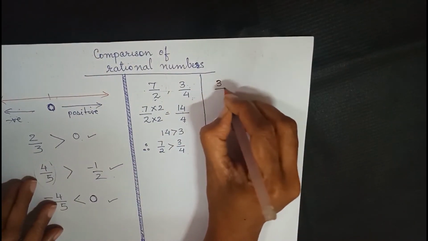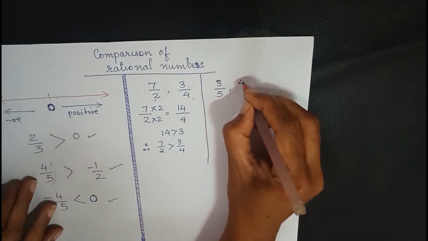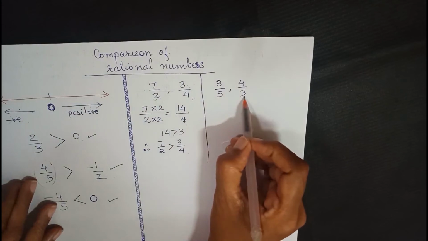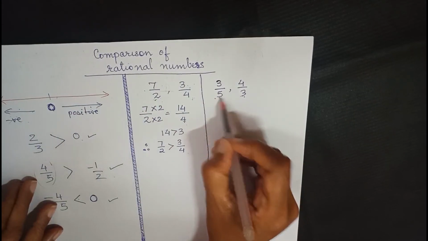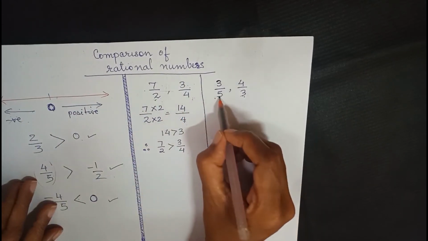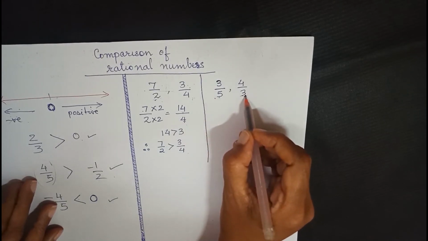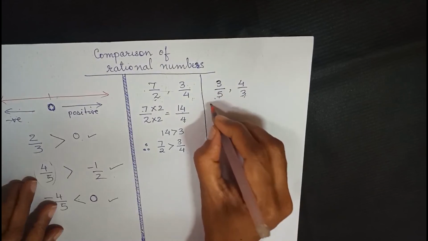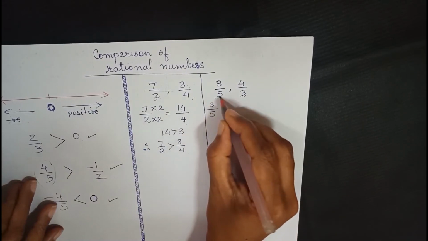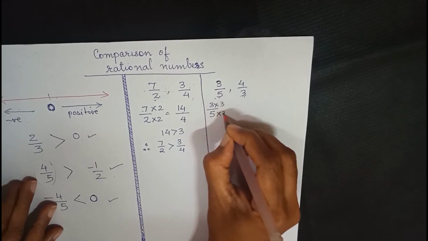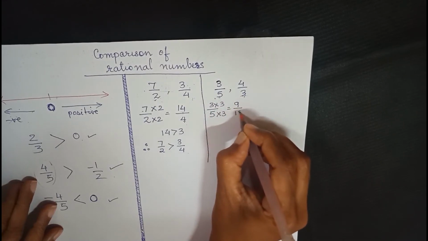Let's take another example. Let us say I have 3 upon 5 and 4 upon 3. Right? So now you can see both the denominators are different. Let's make them same first. So I will multiply this with 3 to make it 15, and this I will multiply with 5 to again make it 15. So let's take one at a time. 3 upon 5. I want to multiply it with the second denominator.